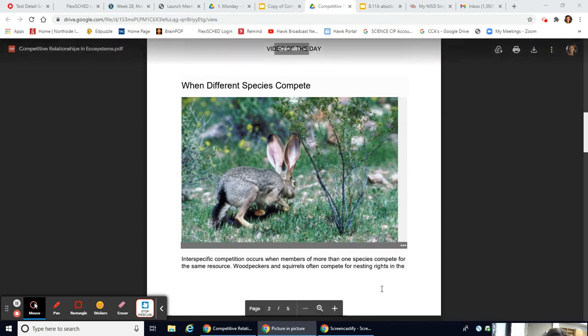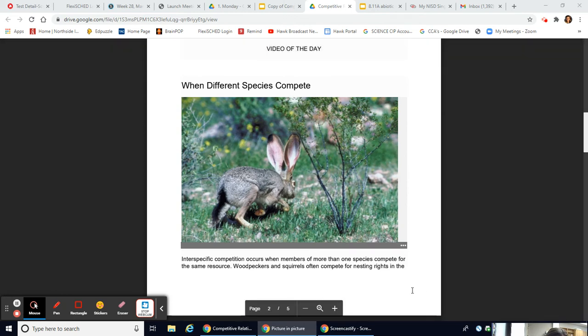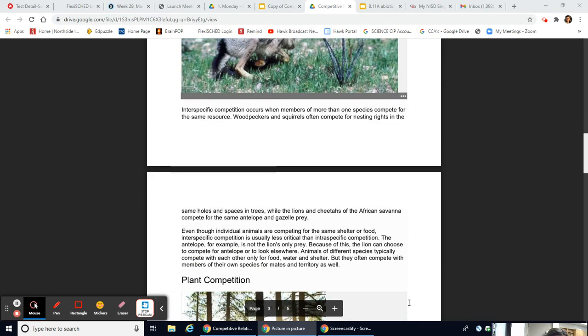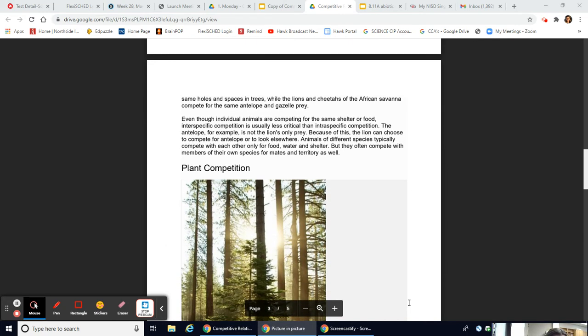Interspecific competition occurs when members of more than one species compete for the same resources. Woodpeckers and squirrels often compete for nesting rights in holes and spaces in trees, while lions and cheetahs of the African savanna compete for the same antelope or gazelle prey.